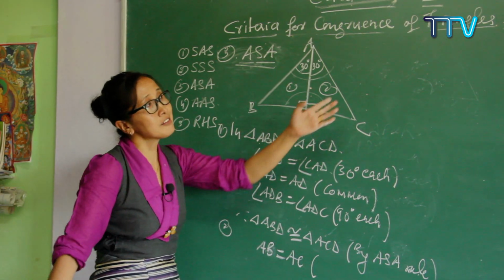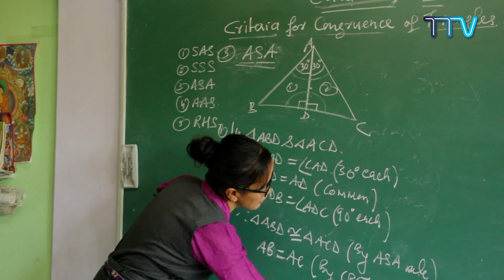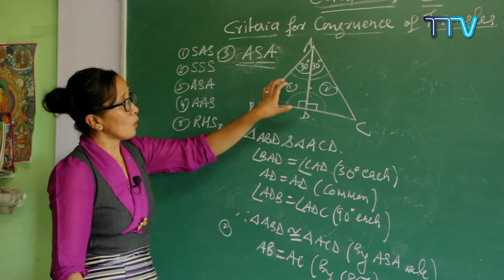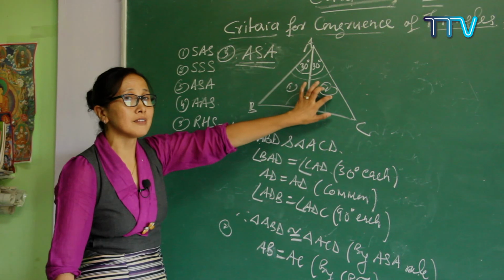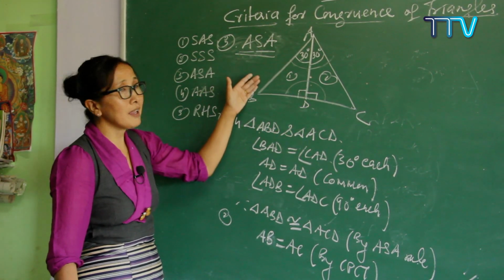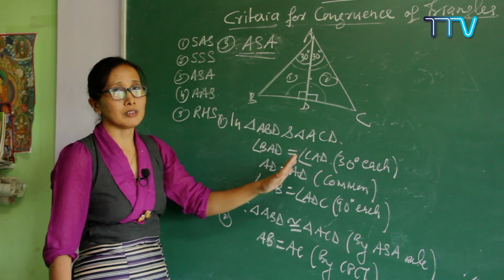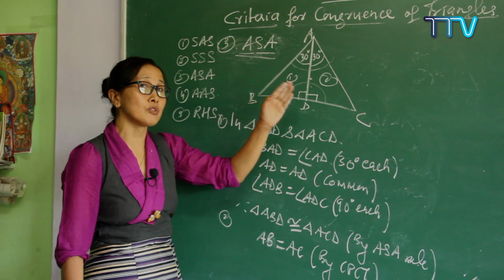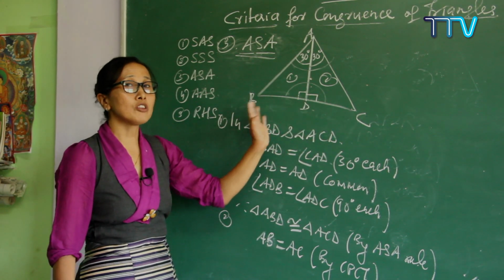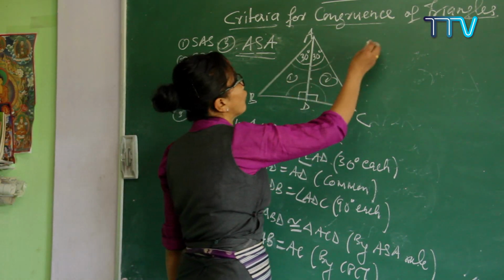Why? By CPCT, you have to write it down. CPCT means what? Once two triangles are congruent, then all the corresponding parts are equal to each other. So AB is the corresponding side of AC. So these two are equal to each other. Same here, angle B is also equal to angle C because these two are corresponding angles. You get it? And now moving towards the next one.